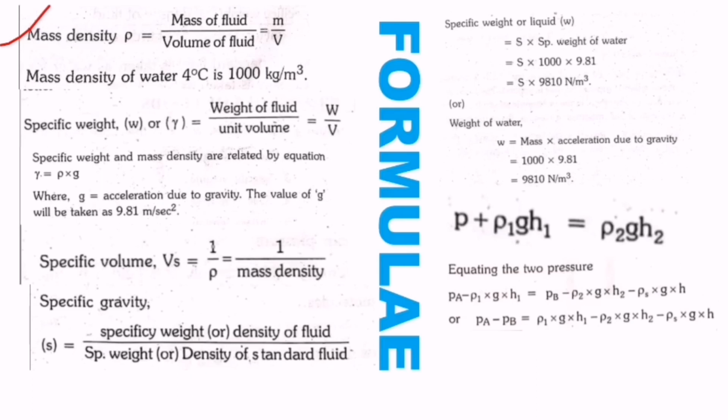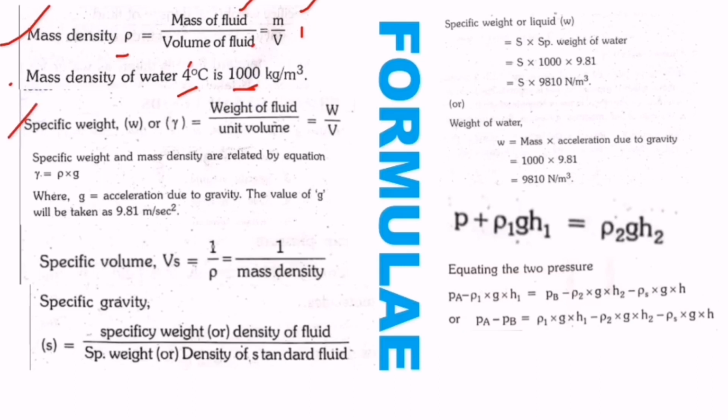First one, mass density, denoted with rho. So mass of the fluid per volume of the fluid, that is m by v. Mass density of water is 1000 kg per meter cube at 4 degrees centigrade. So mass density of water is 1000 kg per meter cube.